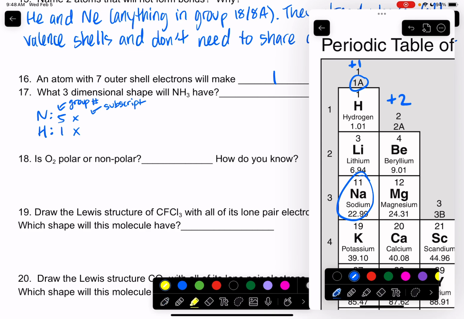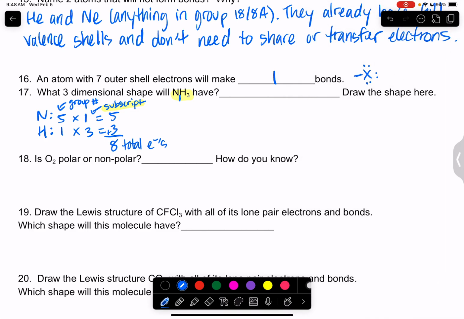We're going to look at the formula. Remember, anytime you don't see a number, it's a 1. So that means we have N1H3. 5 times 1 is 5. 1 times 3 is 3. We're going to add these two numbers together. 5 plus 3 is 8 total electrons.